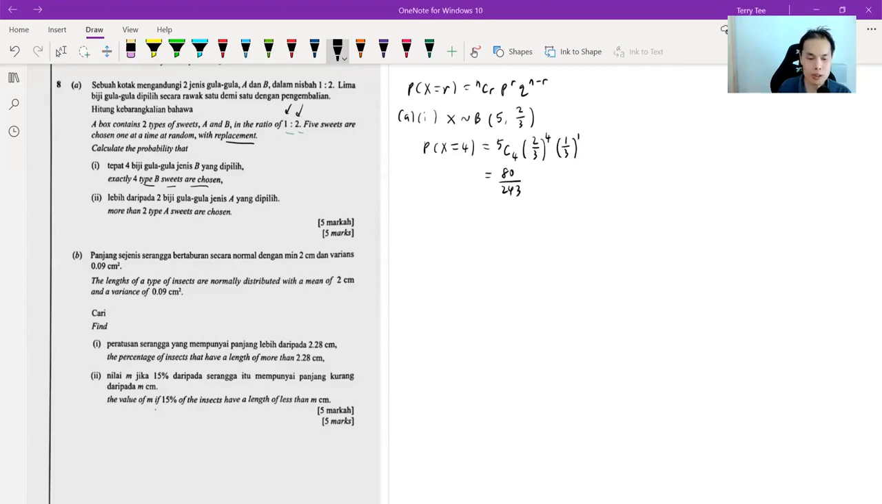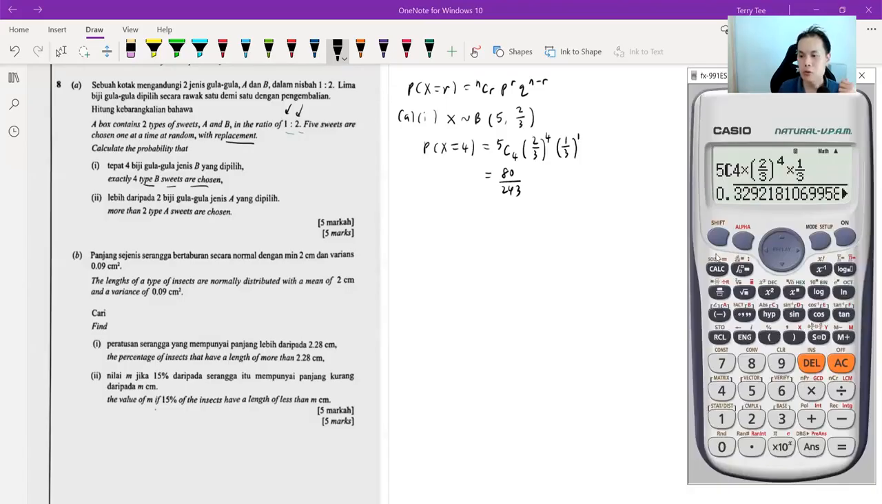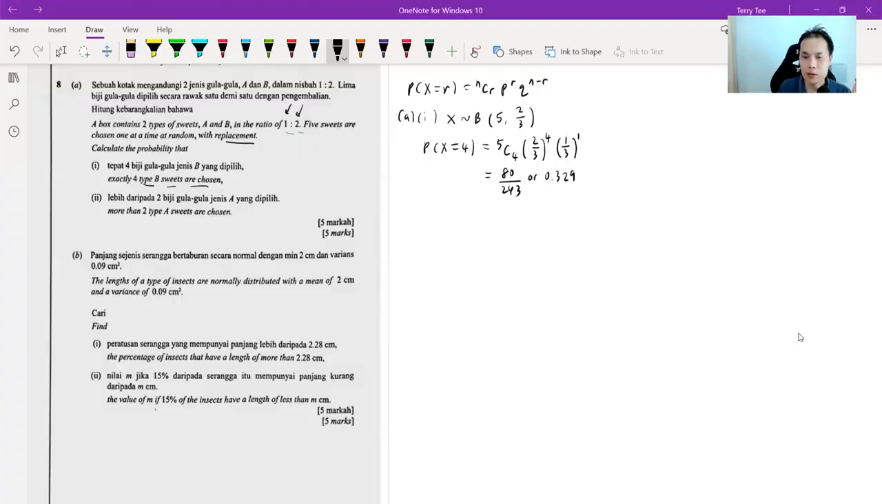Or you can choose to change it to decimal. That will be, whoa, big number, 0.3292. Yeah, 0.3292. 4 decimal places is good enough. 4 significant figures is good enough.